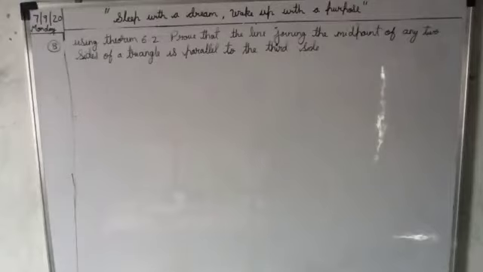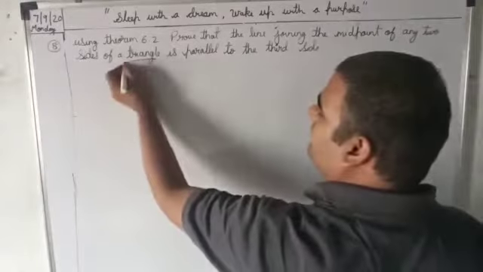Question number 8 from exercise 6.2. Using theorem 6.2, prove that the line joining the midpoint of any two sides of a triangle is parallel to the third side. Okay, so triangle, right? Let's draw the triangle.